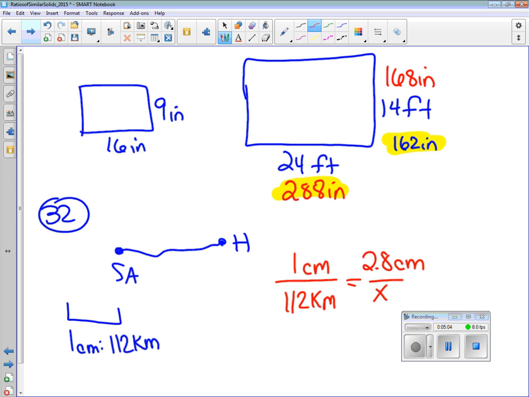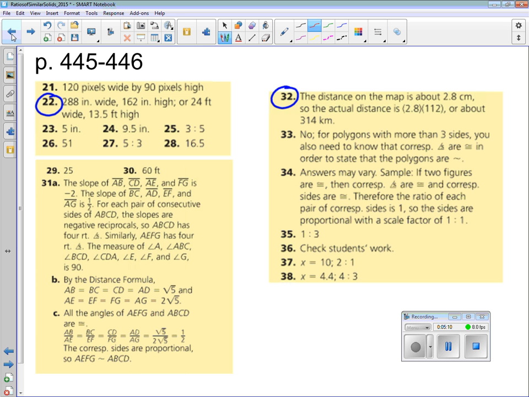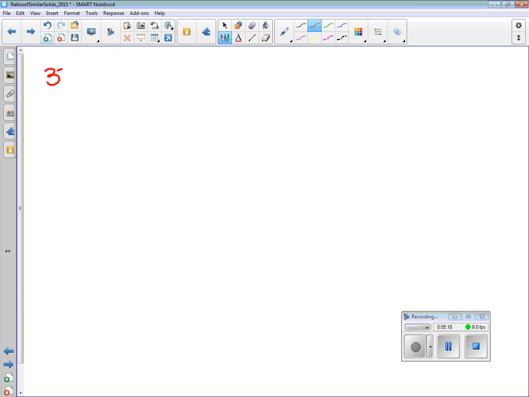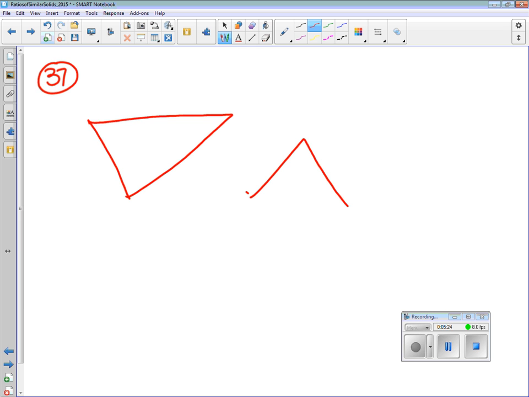Okay. Any other questions from homework? Yes. 37. Okay. Let's look at 37. This is one where you had to solve for x. Let me draw the picture. Okay, so in question 37, you have a picture, but you also have a similar statement, and that is really important.